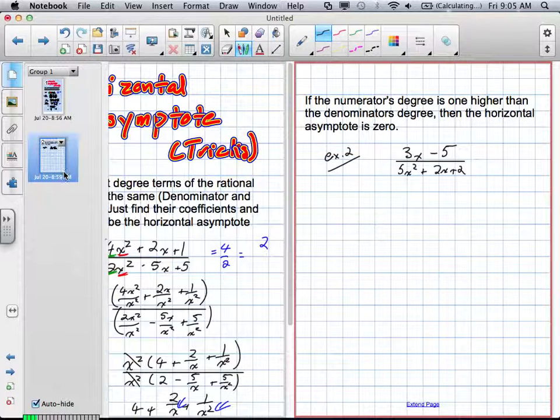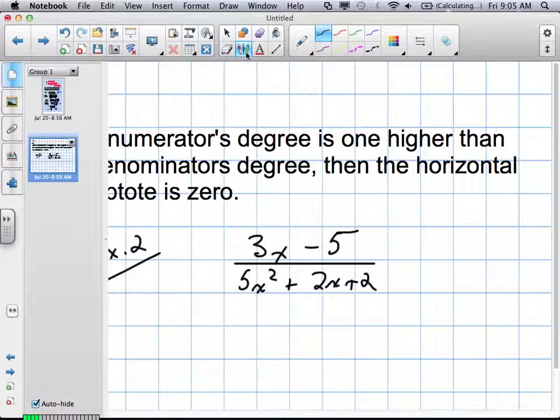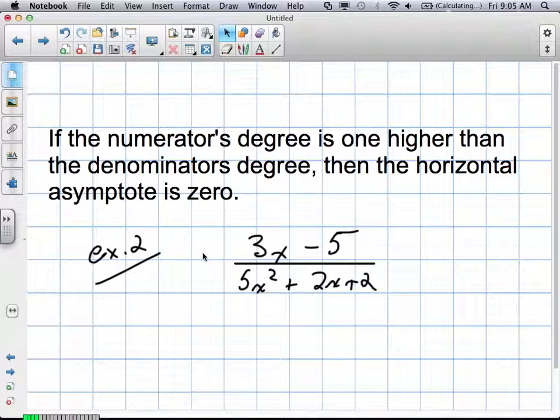Our second one, correct me if I'm wrong. I don't know. If the numerator's degree is 1 higher than the denominator's degree, then the horizontal asymptote is 0. Angelique? 0? Wrong?